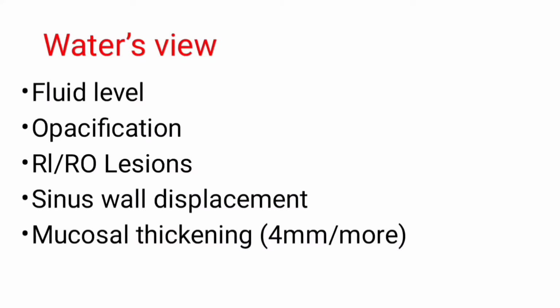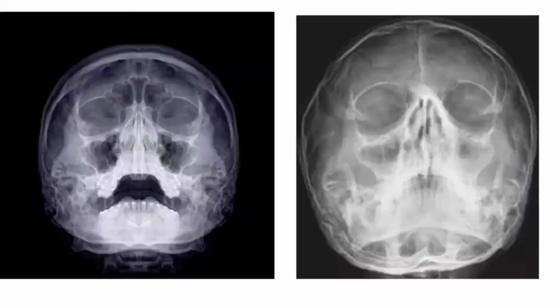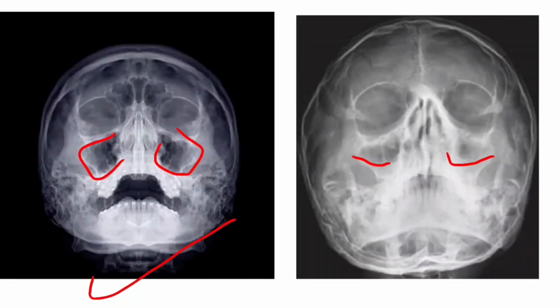Waters view is a kind of view that detects any fluid level within the sinus, any opacification, presence of radiopaque lesions, as well as any sinus wall displacement, or even mucosal thickening, which could appear in the radiograph as soft tissue enhancement. Here is Waters view for a normal sinus. You can identify bilateral symmetrical sinus lining. Here is an abnormal one with fluid level within the sinus, present bilaterally due to bilateral sinusitis.